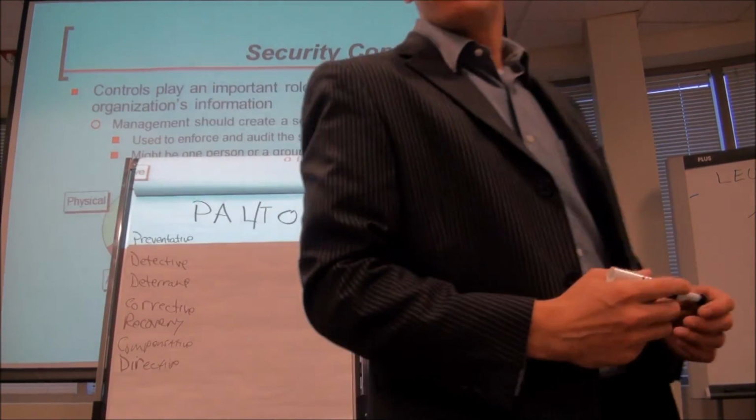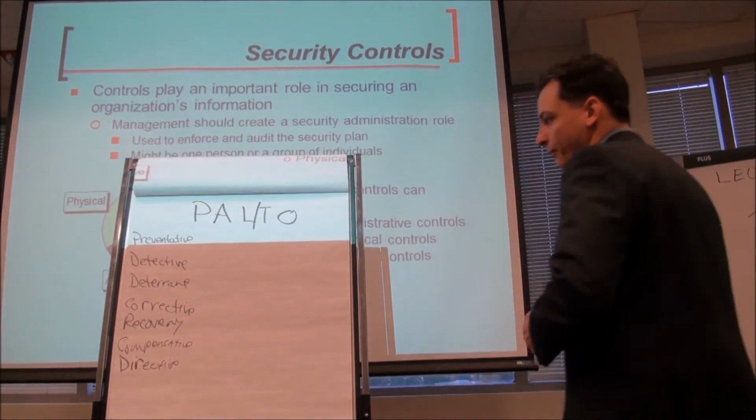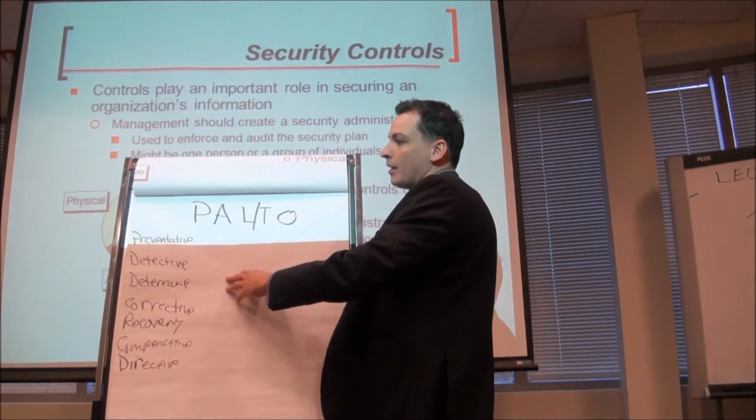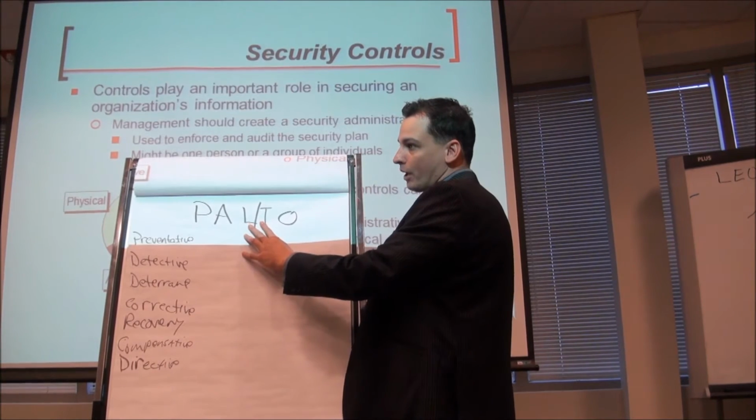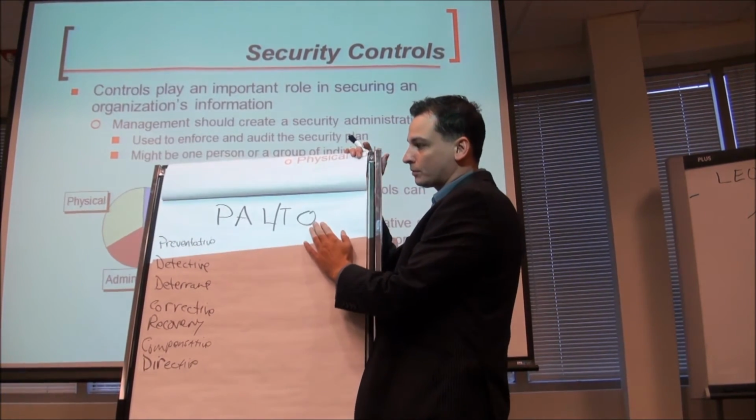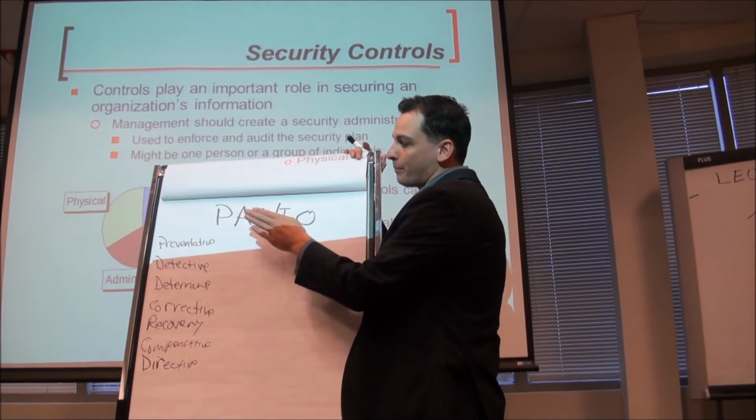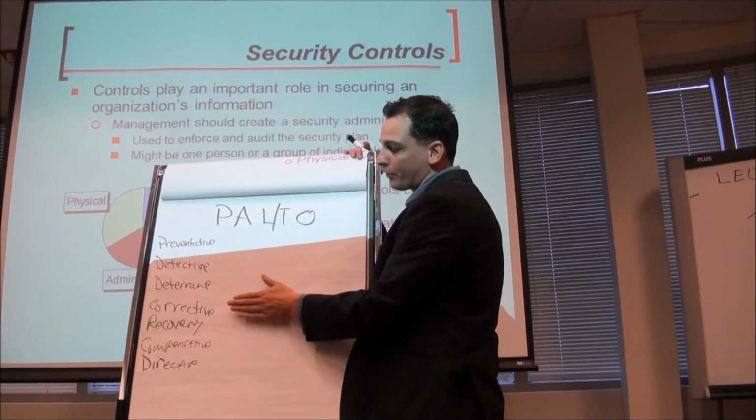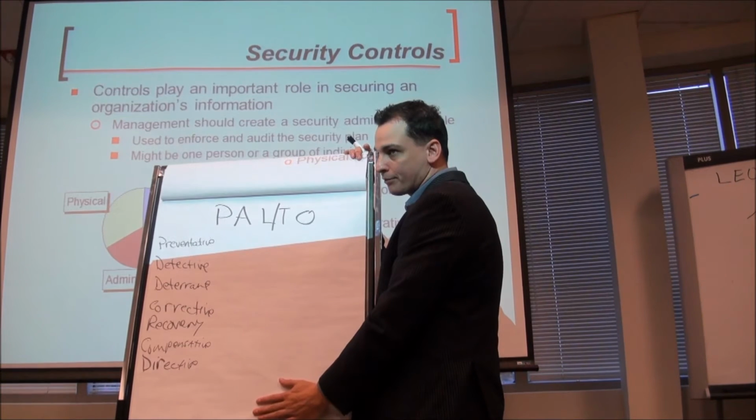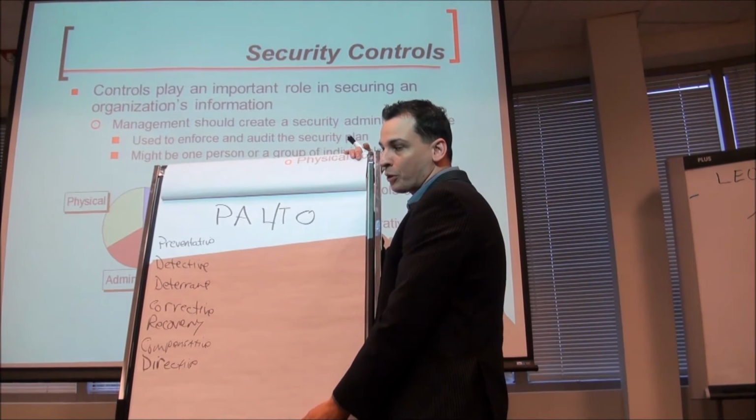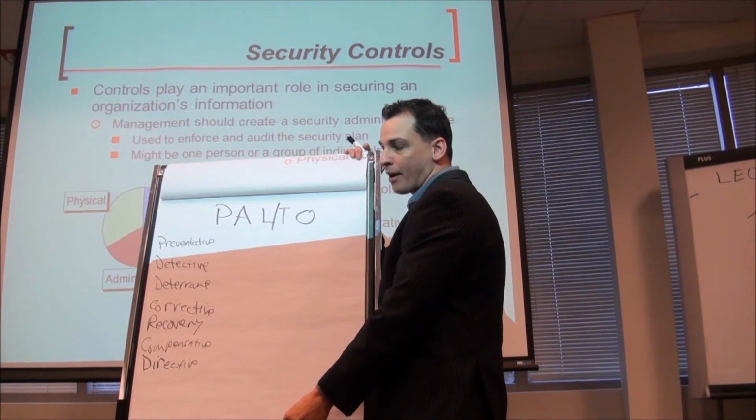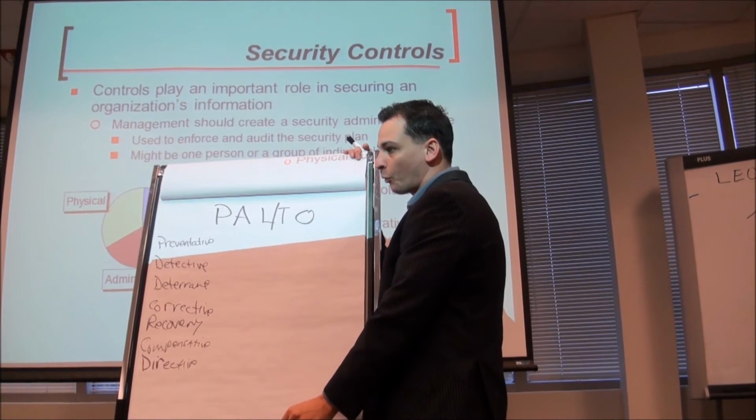Palto stands for physical, administrative, logical or technical, and then operational. And these are going to be your columns. Your rows are going to be preventative, detective, deterrent, corrective, recovery, compensative, and directive. This is also on page 241 of the Sean Harris book, version 5, if you want to reference it.